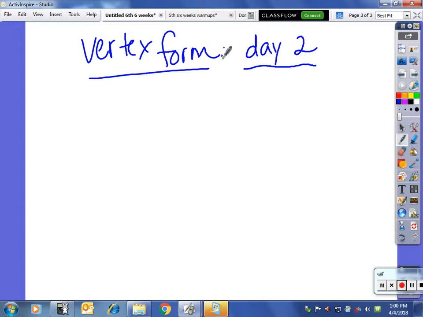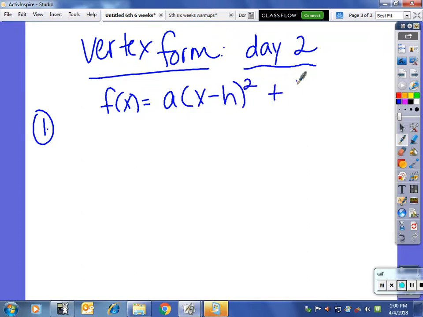All right, vertex form, day 2. Now, remember, you don't have to memorize the formula, but you do have to know how to use it. F of x equals a(x minus h) squared plus k. What we're going to do today is find the equation. They're not going to tell us what the value of a is, but they're going to give us enough information to where we can figure it out.